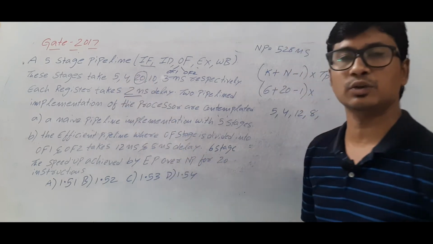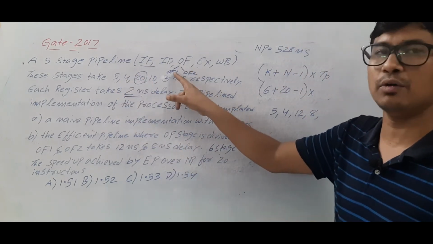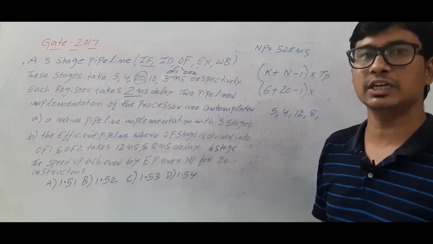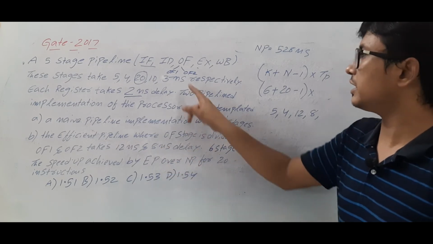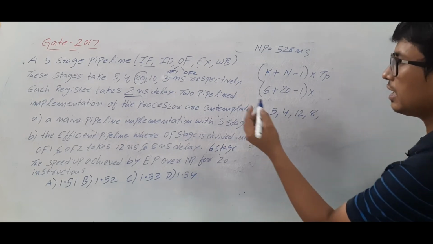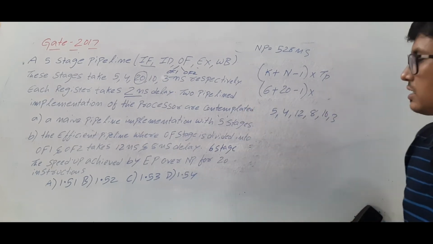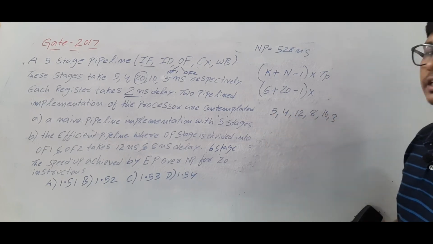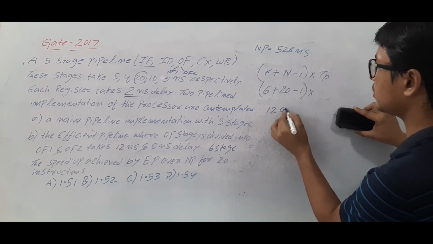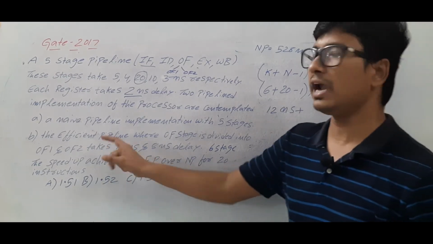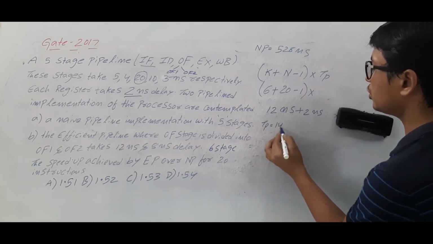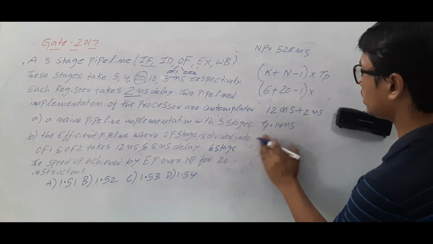Previously OF was taking 20 nanoseconds, but this OF they have divided into 2 stages called OF1 and OF2. OF1 is taking 12 nanoseconds, OF2 is taking 8 nanoseconds. So we should not consider 20, we should consider it as 12 comma 8, and 10 comma 3. So the max between 5, 4, 12, 8, 10, 3 is 12. So we got the maximum delay as 12 nanoseconds. If I add the register delay of 2 nanoseconds, I will get the cycle delay as 14 nanoseconds.